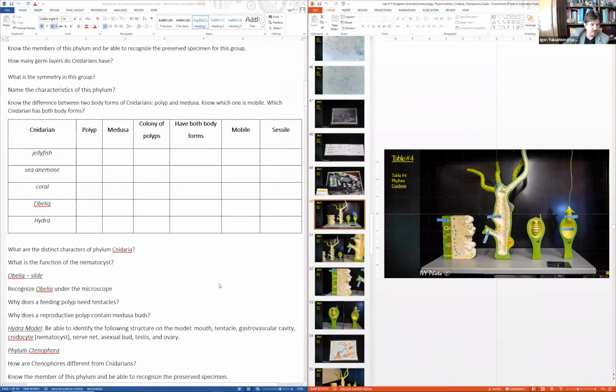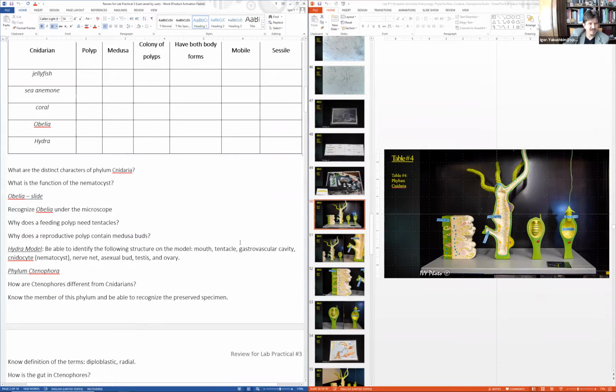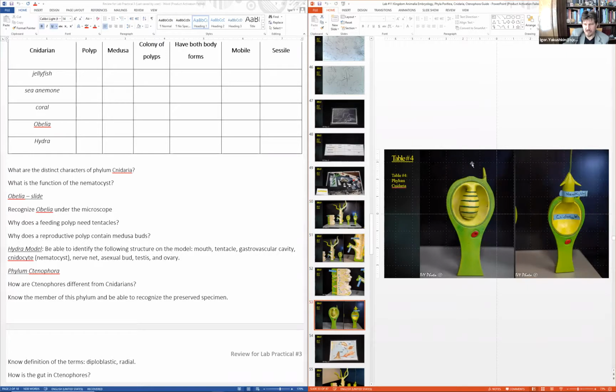All right, what are the distinct characteristics of the phylum? We just talked about that, name the characteristics. It kind of repeats itself. What's the function of the nematocyst? You remember that one, the cnidocyte containing nematocyst. What do the nematocysts do? Triggers, it shoots out some sort of toxin. What for? To disable the prey. Remember, they are predators. They are very successful predators, but they are slow. How can they capture the fish?